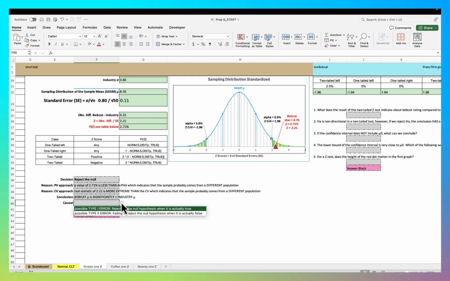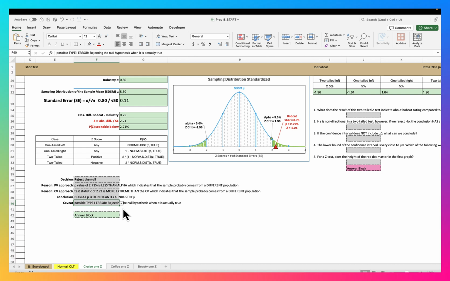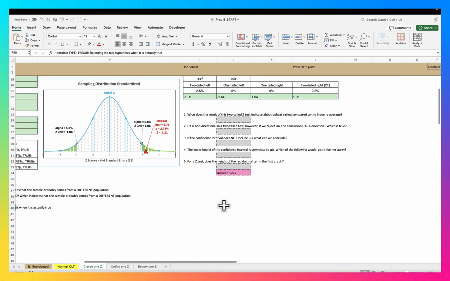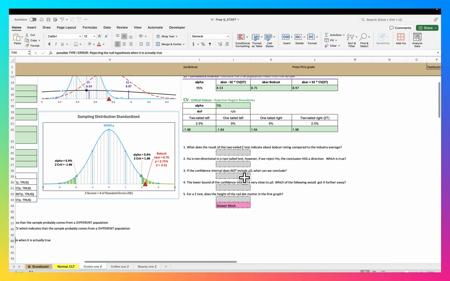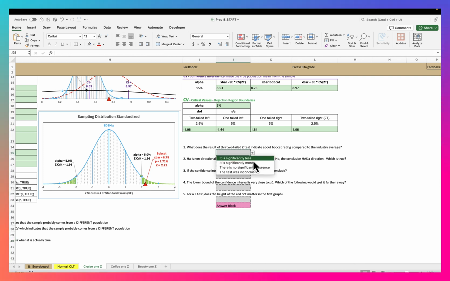But there is a caveat: we could be committing a type 1 error, which is that we're rejecting the null hypothesis when it's actually true, because that after all is possible. Okay, so now let's answer these multiple choice questions. We have drop-down menus. What does the result of this two-tailed z-test indicate about the Bobcat rating compared to the industry average? Well, we're significantly more. We just said that.